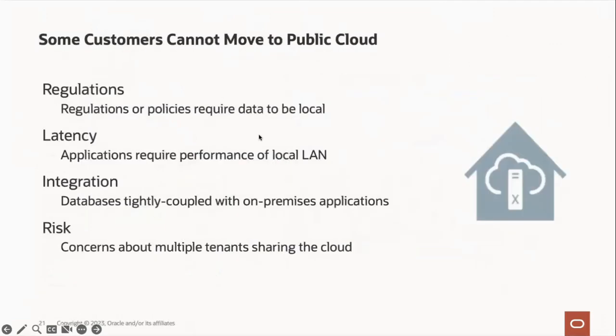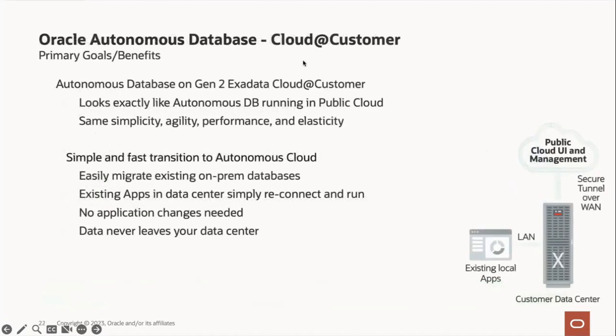Cloud at Customer. Next slide. So typically, as I mentioned, it's about your data. It's the regulations, the latency. If you're doing Exadata systems, you're using FastConnect, so latency usually is not an issue, but certainly it's a little different being on site versus thousands of miles away. The speed of light is still a limitation. Integration is tightly coupled with on-premise applications, and there's risk if your security people are worried about multi-tenants sharing the cloud. Next slide.